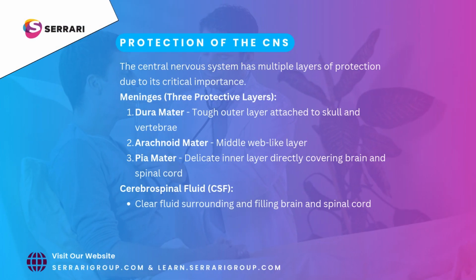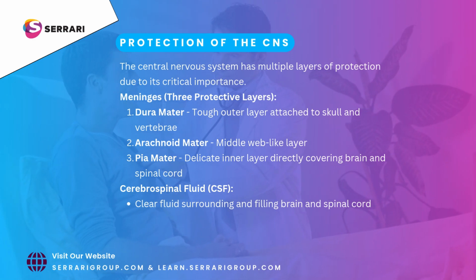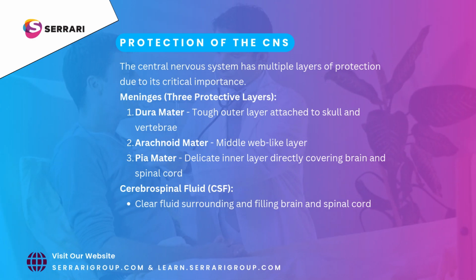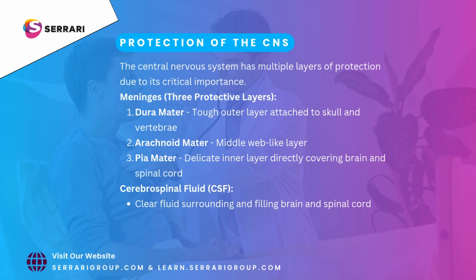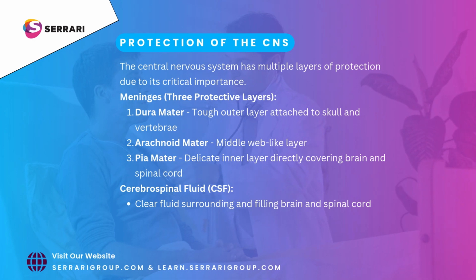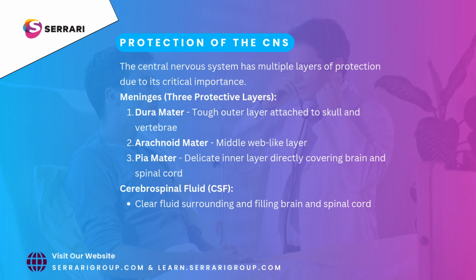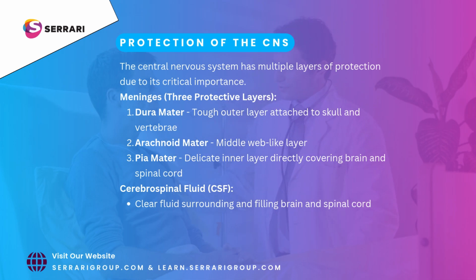Protection of the CNS. The central nervous system has multiple layers of protection due to its critical importance. Meninges, 3 protective layers. Dura mater, the tough outer layer attached to the skull and vertebrae. Arachnoid mater, the middle web-like layer. Pia mater, the delicate inner layer directly covering the brain and spinal cord.